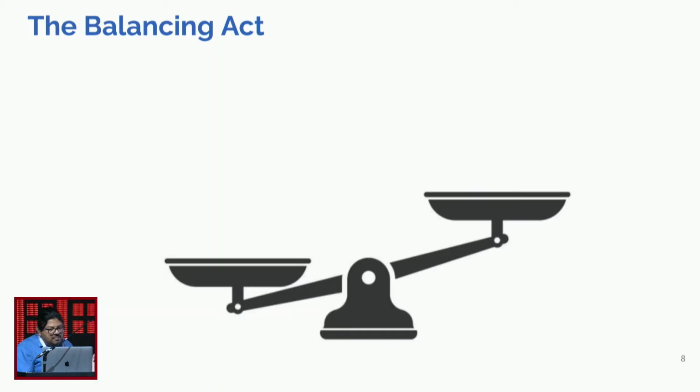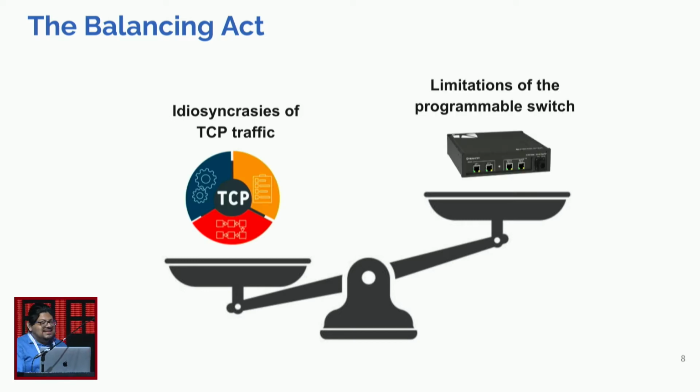And we have to somehow balance this against the limitations of a programmable switch, which has limitations because it wants to be very fast. But with that comes the limitations that you cannot do complex math, there is limited memory, and it has a certain finite number of stages that you have to work with.